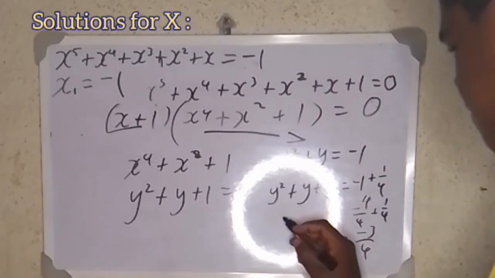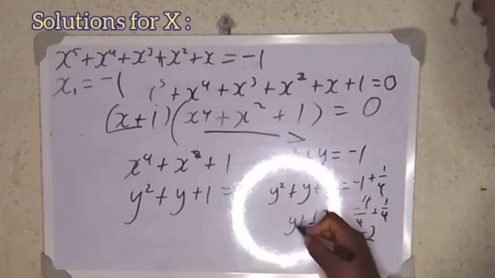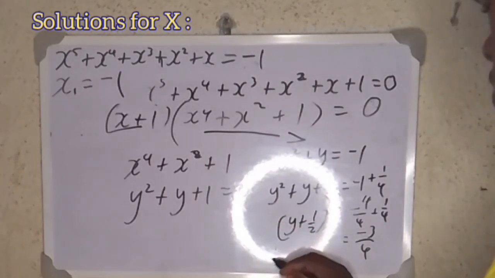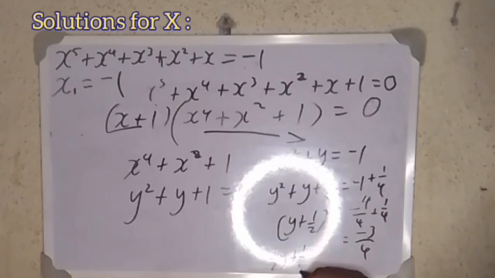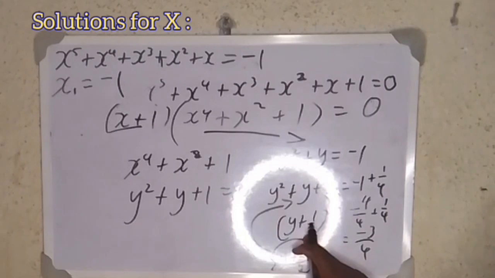For the left hand side, we can now group this as y plus 1 over 2 all squared. The reason why we can group this as y plus 1 over 2 all squared is because y times y will give us y squared, y times 1 over 2 will give us 1 over 2 y, and 1 over 2 times y will give us another 1 over 2 y, which will both sum up to give us y, and 1 over 2 times 1 over 2 will give us 1 over 4.